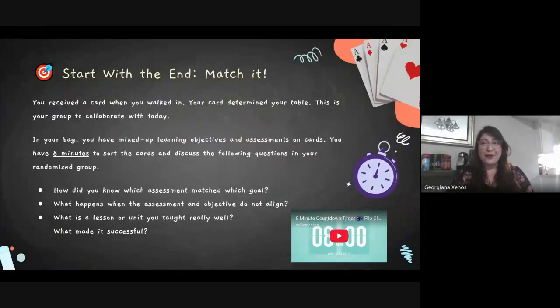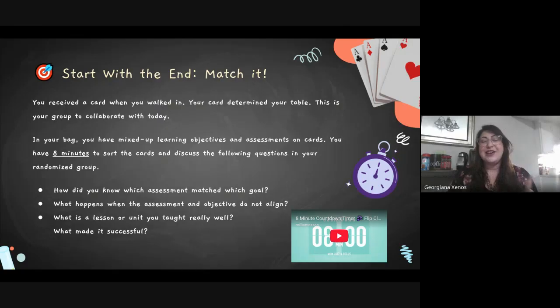So everybody got a card when they walked in. Your card determined your table, which I'm assuming everybody's at. So go ahead and take a moment, look at the card that you received, make sure that it does correspond with the table that you're sitting at. This determines your group for today. Now, in your bag, right in the middle of the table, you have a little bag of mixed up learning objectives and different types of assessments on cards.